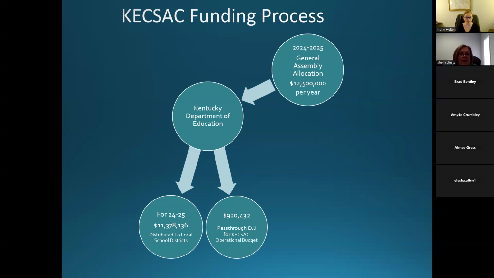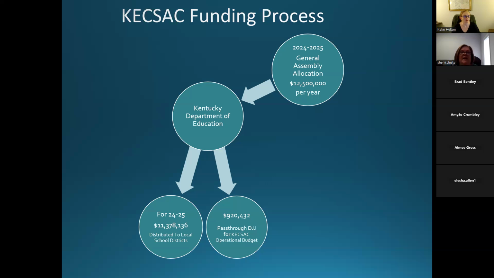If you look at the bottom two, $11,378,136 goes to our actual school districts and our programs. Our operating budgets cover everything from the gift cards we buy you all to everything that goes on here at KECSAC, the special allocation targeted funds.